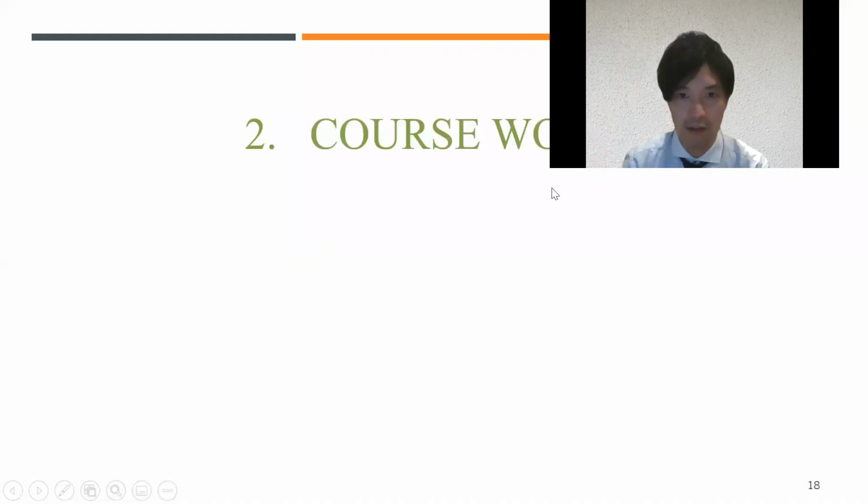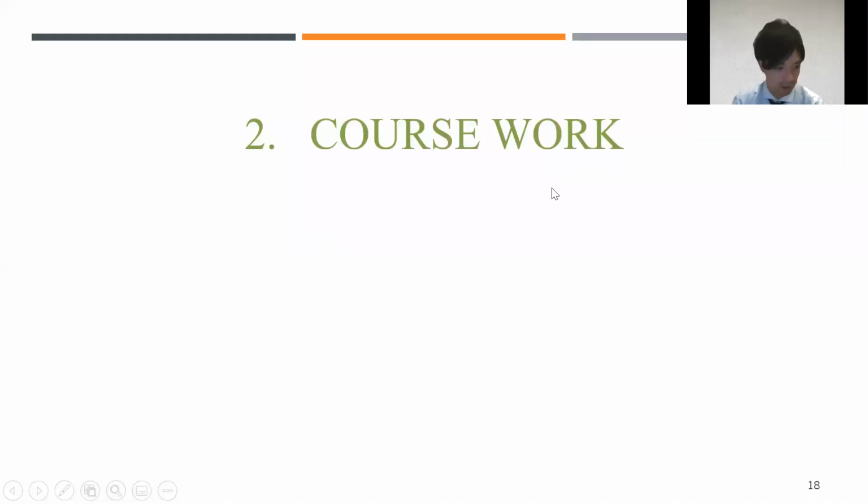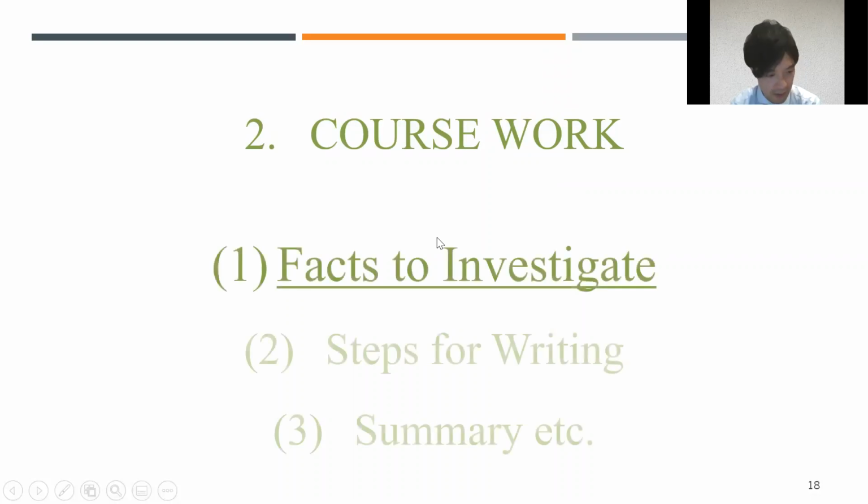This part is divided into three sections. In the first section, we will be looking at the facts to investigate. Here, I'm going to explain 6 elements that are necessary in your research. Okay, so let's look at these 6 elements one by one.